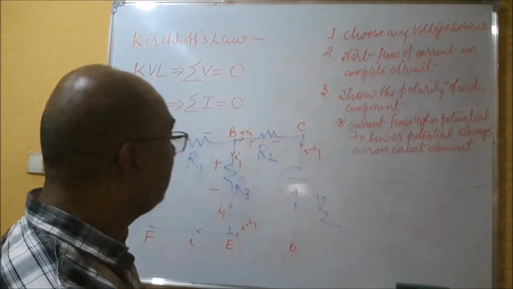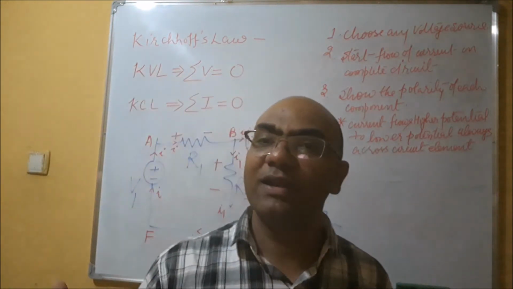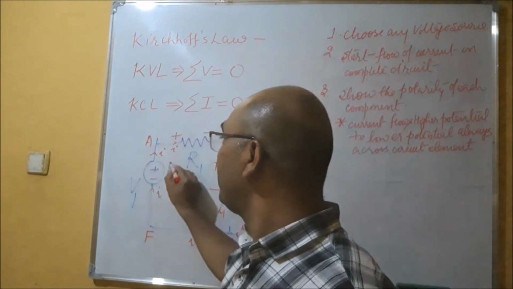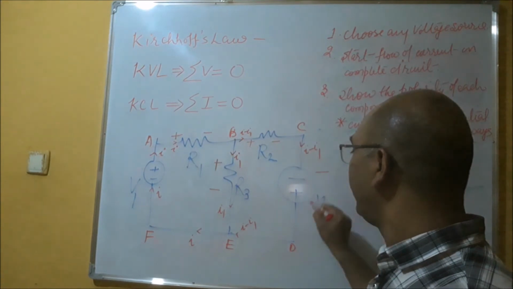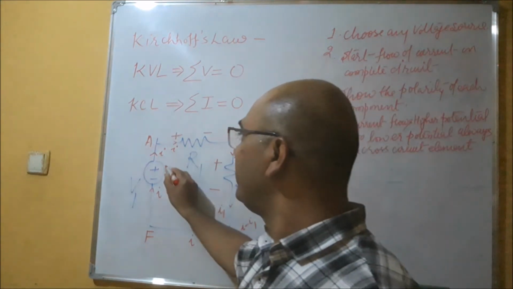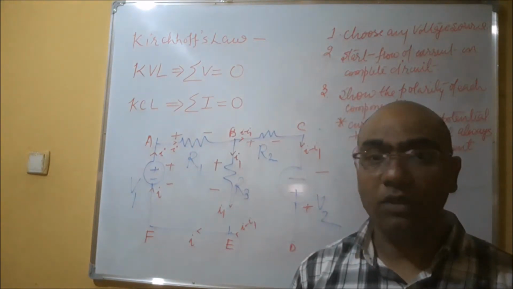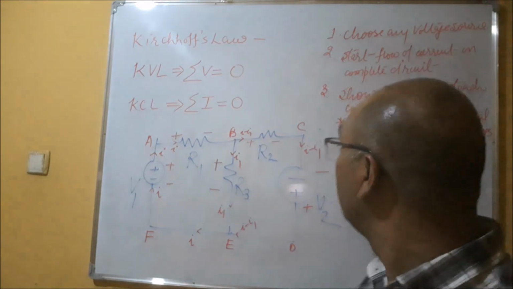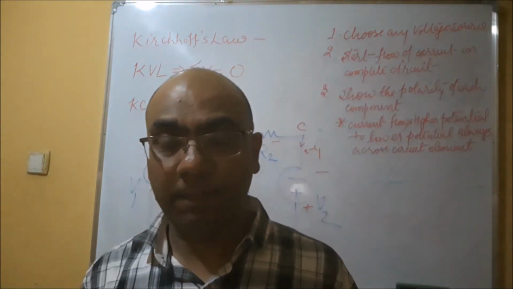And after this you see that we have two voltage sources. Naturally the voltage source polarity is given here. This is positive, this is negative, and this is negative, this is positive. If you want, you can write again, otherwise no need to write again. Right? So this third point is okay. Third point is over. What is the third point? Show the polarity of each component.